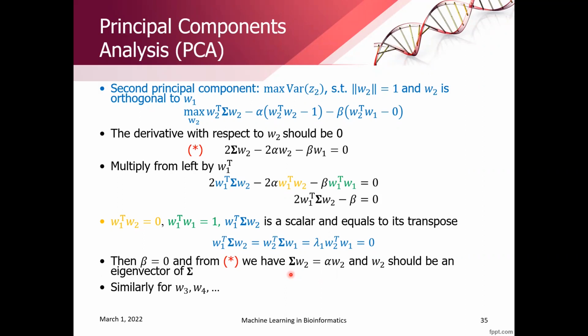And we would like to have as much information preserved. So we would like to maximize also the covariance in the second coordinate, so the variance in the second coordinate. So therefore, we select the second largest eigenvalue for the covariance matrix. And similarly, we can continue.